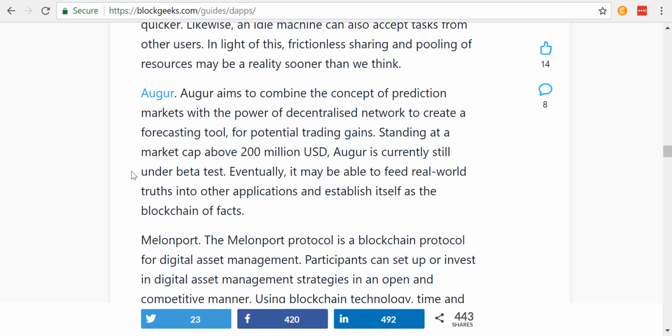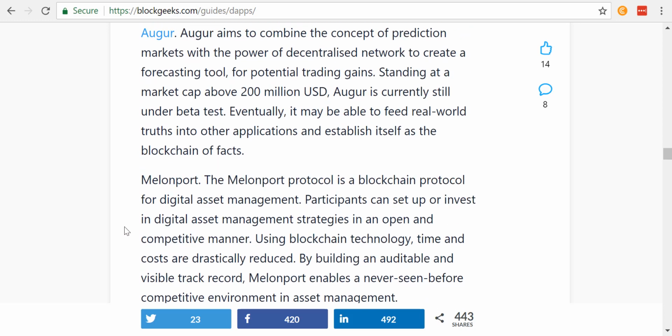Augur. Augur aims to combine the concept of prediction markets with the power of a decentralized network to create a forecasting tool for potential trading gains. Standing at a market cap of about 200 million USD, Augur is currently still under beta test. Eventually, it will be able to feed real-world truths into other applications and establish itself as a blockchain of facts.